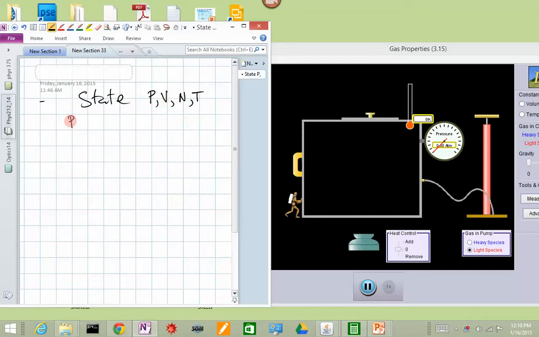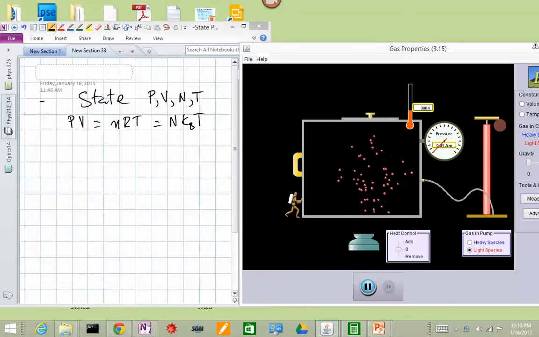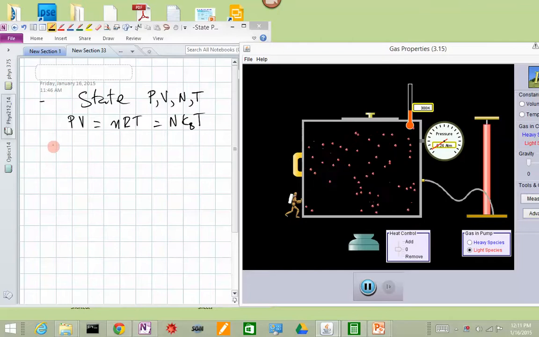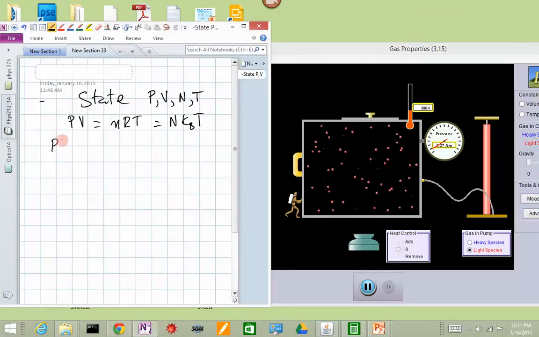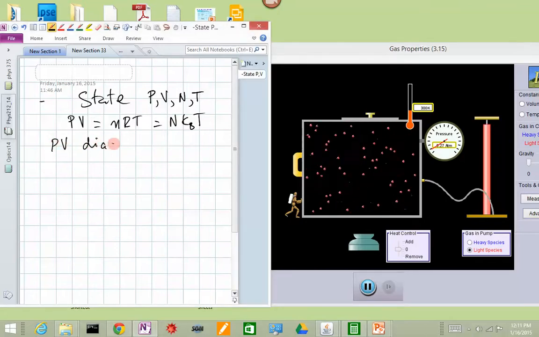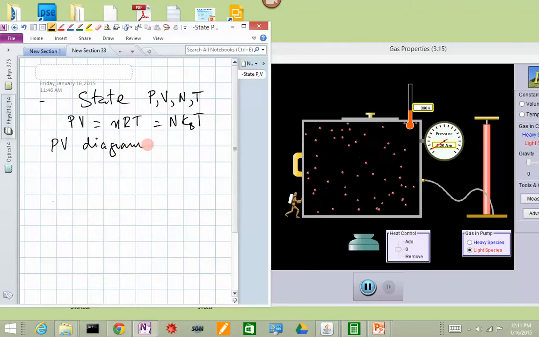And remember that we have the equation for the ideal gas, PV = nRT, or that is equal to NkT. Okay, so let's create an ideal gas here. So now we have an ideal gas. How do we represent this? We're going to use what we call the PV diagram. Okay, and what is that?